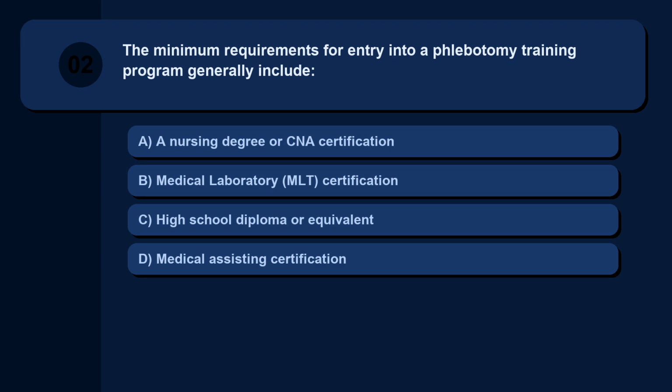Question 2. The minimum requirements for entry into a phlebotomy training program generally include a nursing degree or CNA certification, medical laboratory (MLT) certification, high school diploma or equivalent, medical assisting certification. Most phlebotomy training programs require only a high school diploma or equivalent as the minimum entry requirement, not prior healthcare certification.